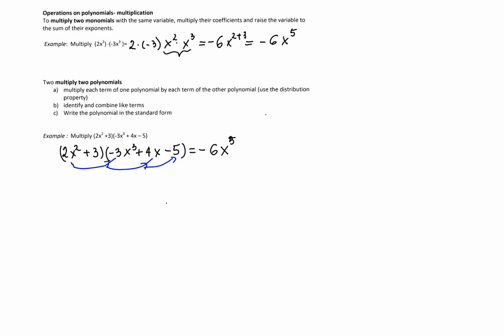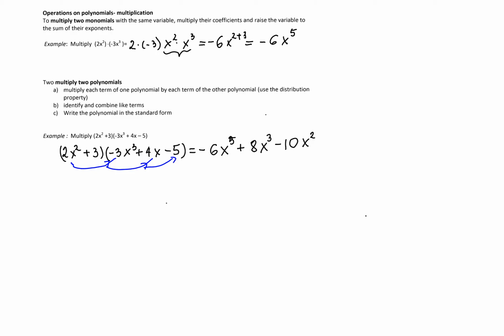2x squared times 4x: we multiply coefficients, so it's going to be plus 8, and we add the exponents of x, we'll end up with 3. 2x squared times negative 5, that's going to be negative 10 if we multiply numbers, and we'll add exponents. This is x squared plus x to the 0, so it's x squared.